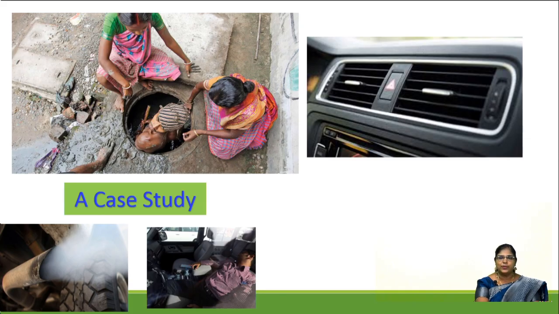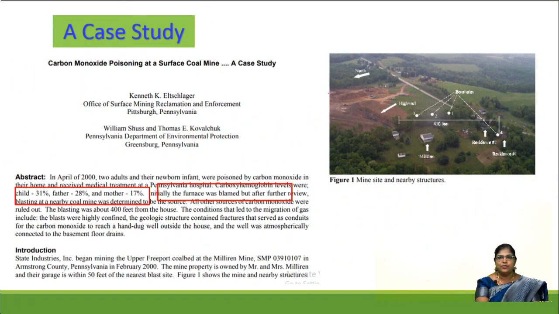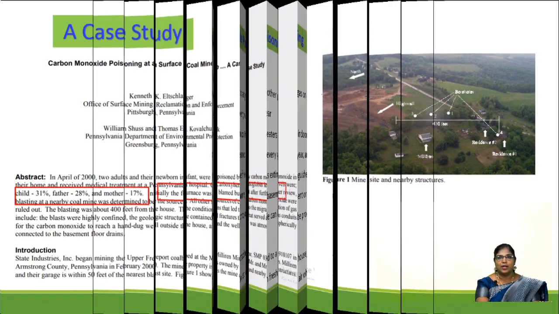Similarly, deaths have been reported due to carbon monoxide in cars with AC. We must be very careful of the air conditioning fitted in our car. Many cases have been reported in India, and also abroad, in Pennsylvania. Three people died, a daughter, a father and a mother, because of carbon monoxide poisoning. They thought that the furnace in the house was responsible, but later they found that it was due to a blast that occurred in the coal mines, around 400 meters away from their home.